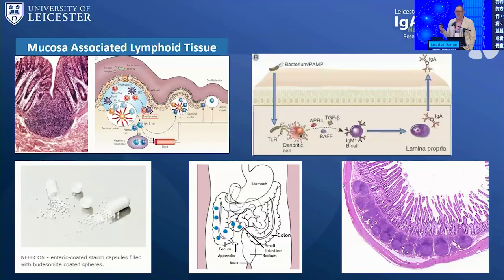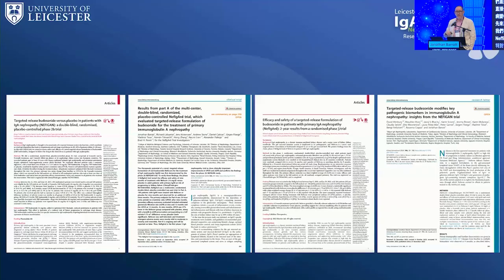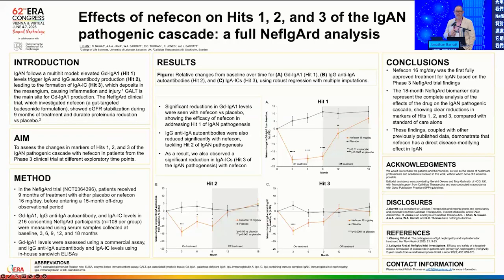We have a drug, Nefecon, specifically packaged to deliver budesonide in high concentration to the mucosal immune system of the terminal ileum, because we believe that is a major source of IgA that ultimately ends up in the kidneys. So that's a way. We don't quite know which cells the budesonide is impacting upon, but we do know that taking that approach is clinically efficacious in reducing proteinuria and preserving kidney function. And we now know that it is capable of targeting those B cells that produce the pathogenic form of IgA.